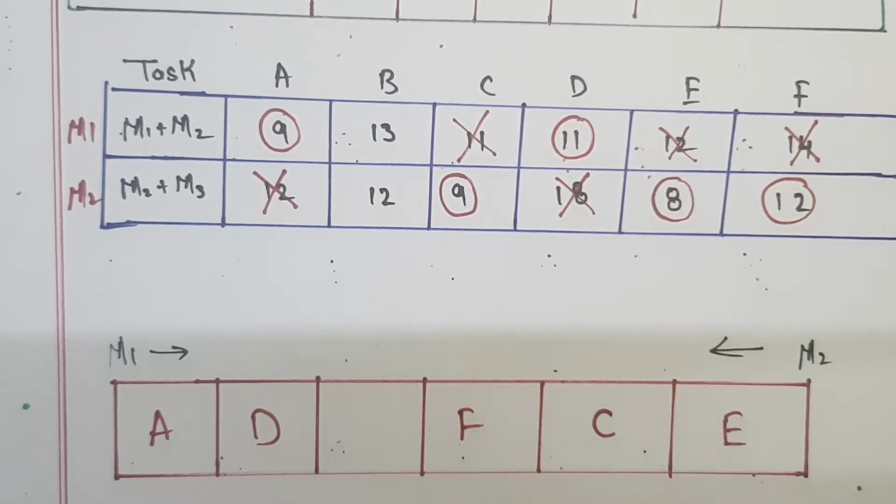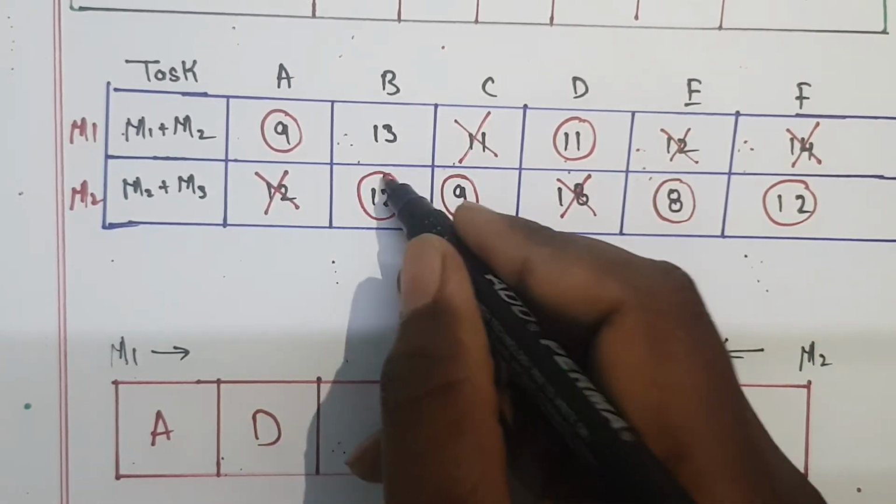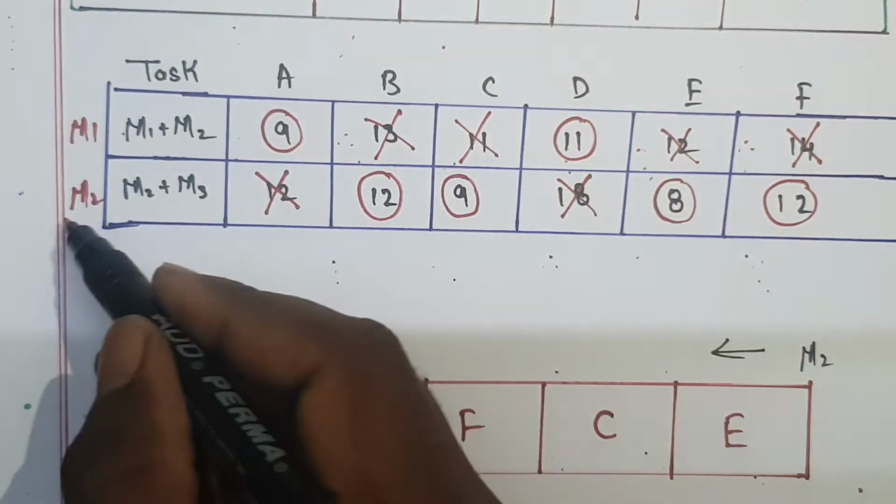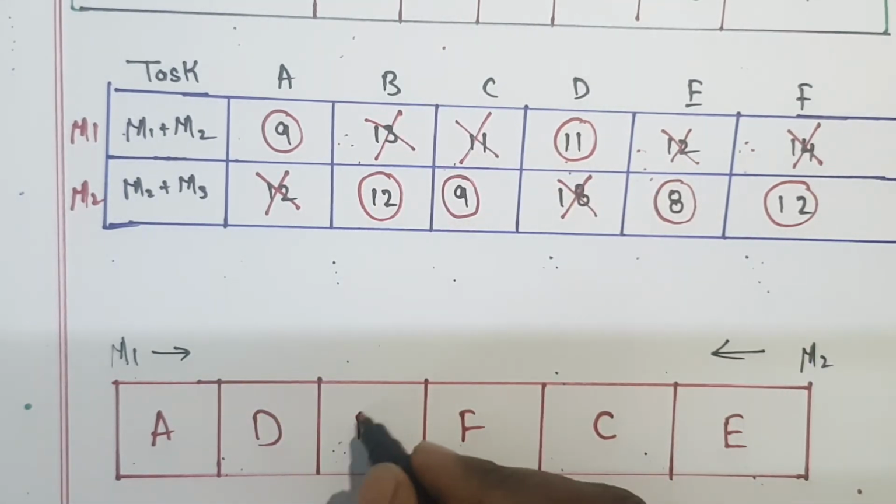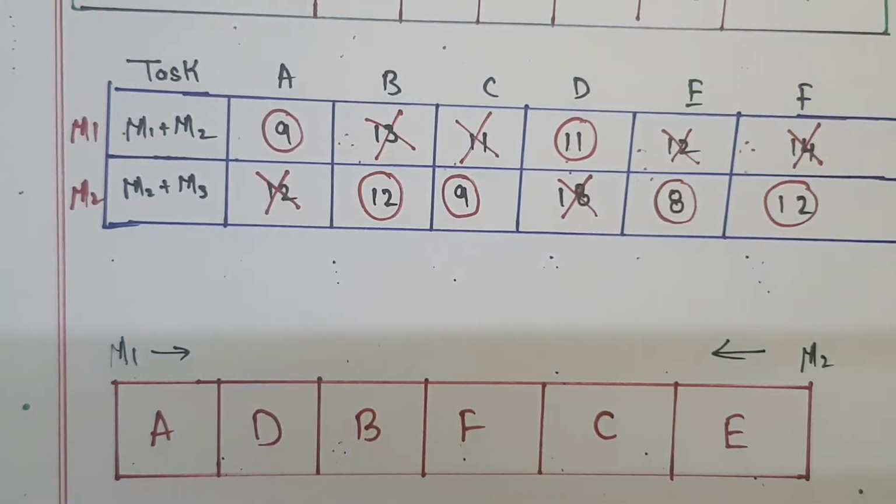In machine 2, what is the value here? F is there. In machine 2, what is the value here? F. After that, this one is the least. So, if you cancel this one, now in machine 2 what is the value here? B. So, I got the sequencing. As you can see, what is the sequencing? A, D, B, F, C, E.